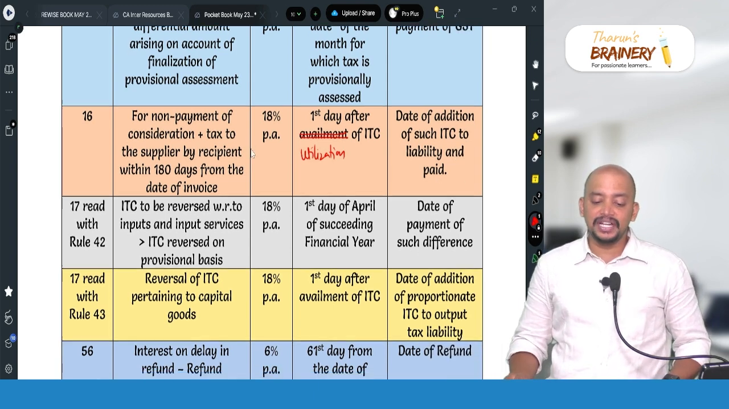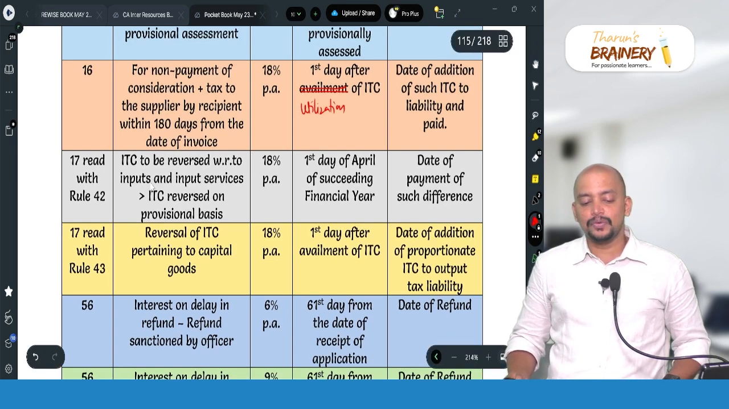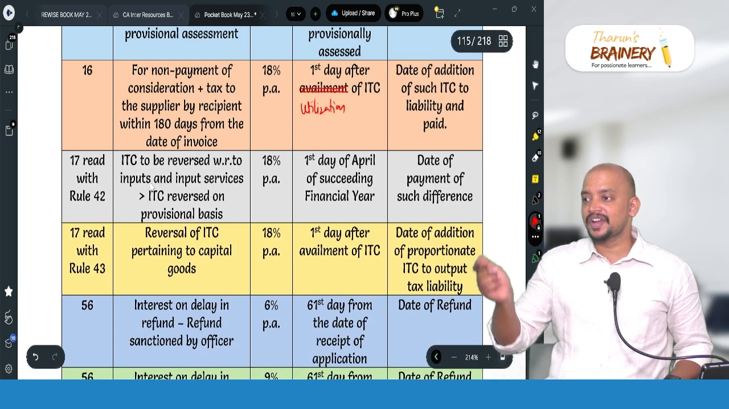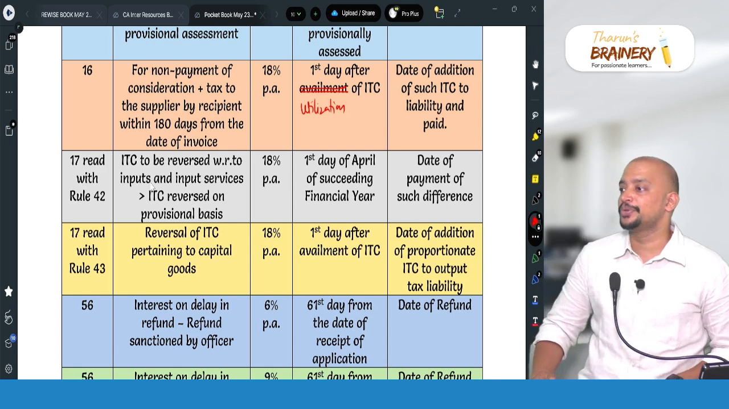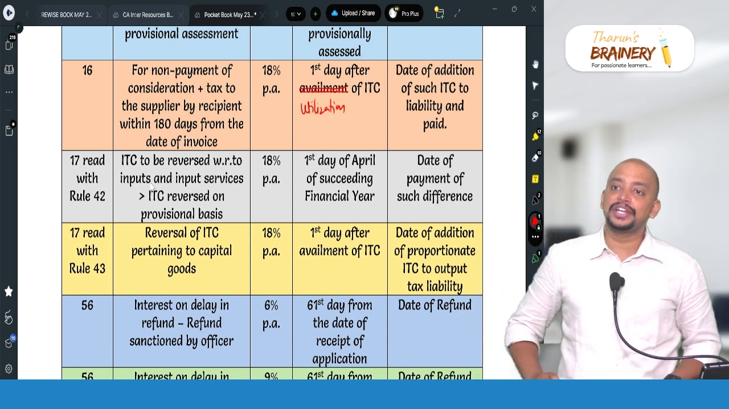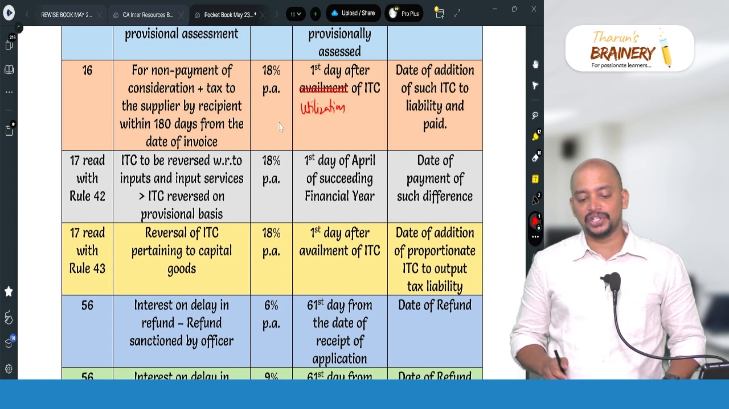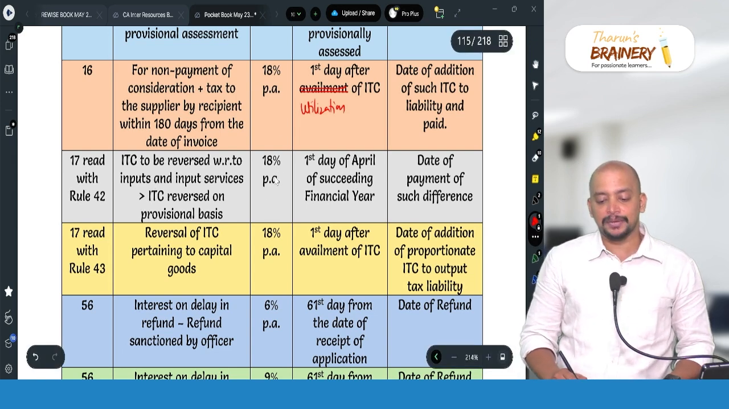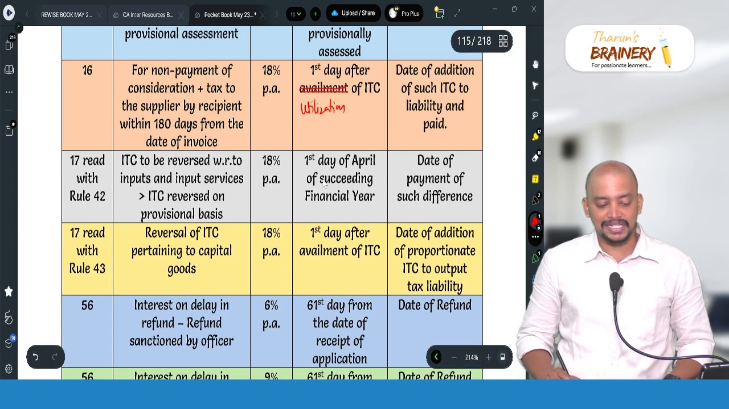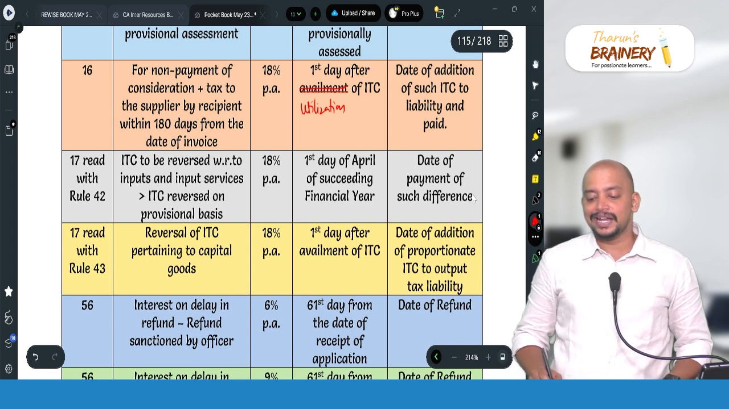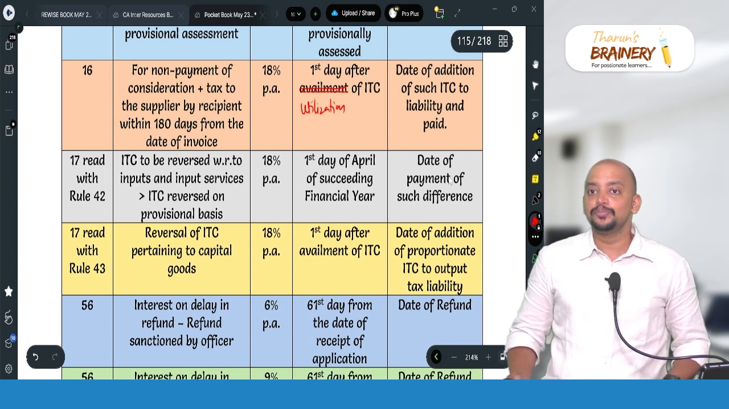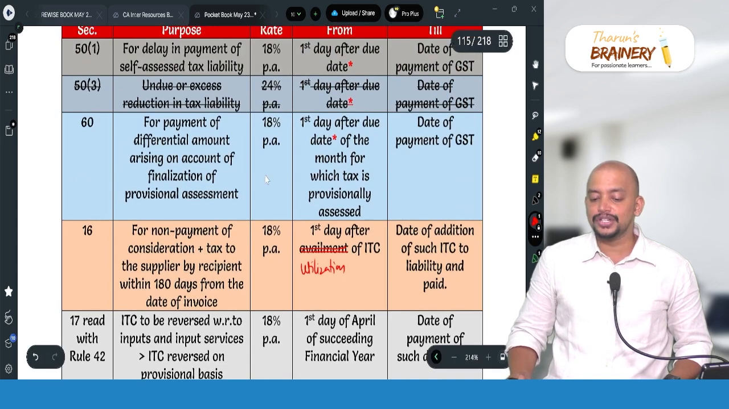And section 17 is what? Read with rule 42, the differential amount, that is D1 and D2 computed every month versus D1 and D2 computed at the end of the financial year. 18% per annum, from the first day of April of the succeeding financial year till the date of payment of such difference. And both days should be included.